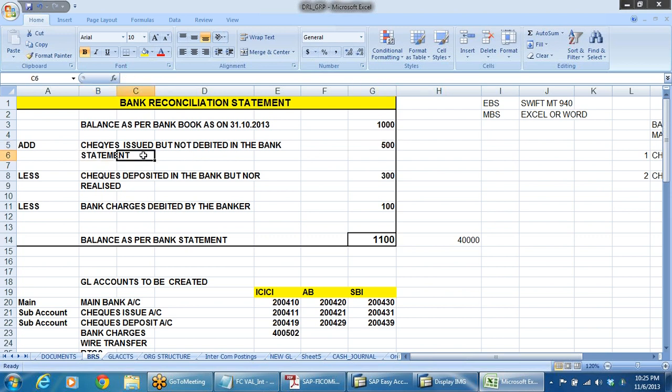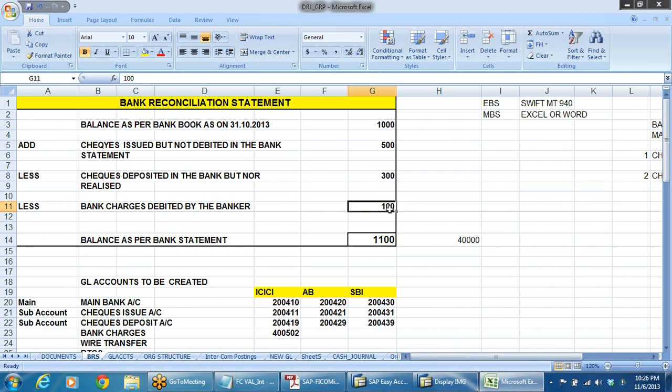So what should I do? In order to arrive at the balance, I have to add it. Similarly, checks deposited in the bank but not realized, say 300 rupees. In my books of accounts I have already taken, that is, added already. Since I have added, that balance is not matching. That's why here I reduce it. Similarly, bank charges directly debited by the banker, 100 rupees.